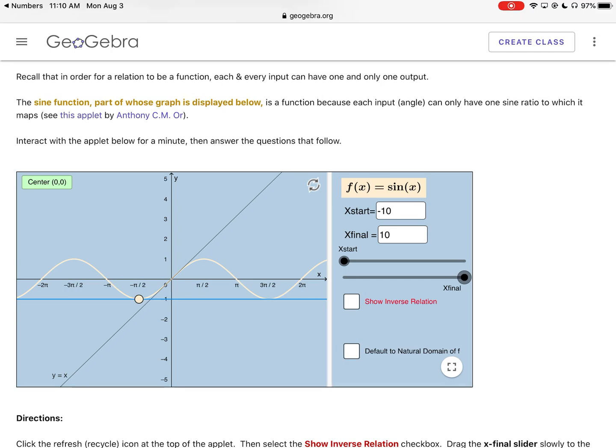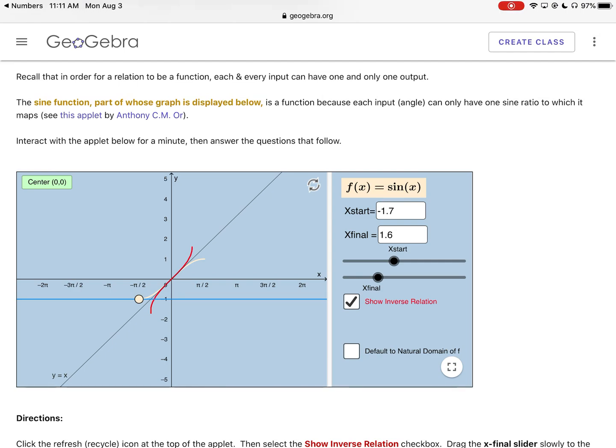Now there's an infinite amount of ways to do this, but the accepted mathematical way would be restricting it from domain values of negative pi over 2 to positive pi over 2, okay? Now I think we can agree that that is one-to-one. It passes both the vertical and horizontal line tests, which means its inverse would be a function, okay?